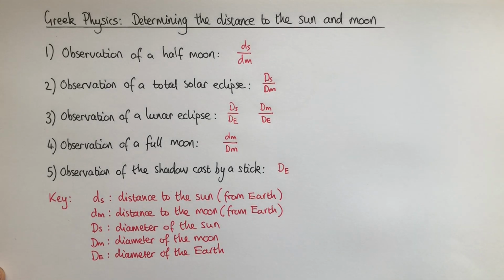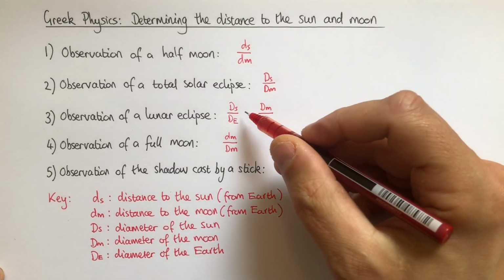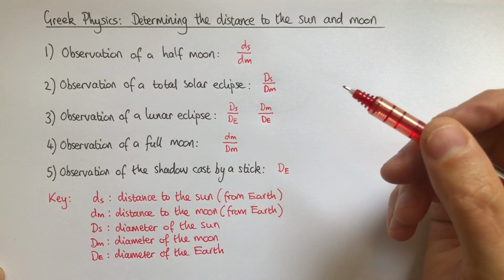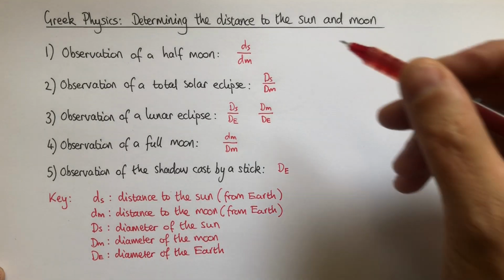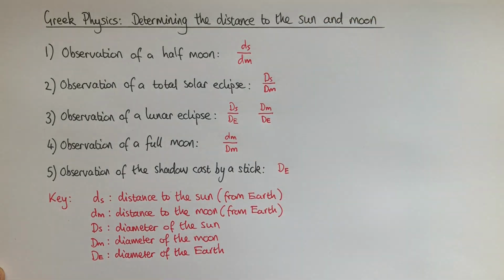Once we know the diameter of the Earth in kilometers, we can then determine the diameter of the Sun and Moon in kilometers, as well as the distance to the Sun and Moon in kilometers, and our task will be complete.